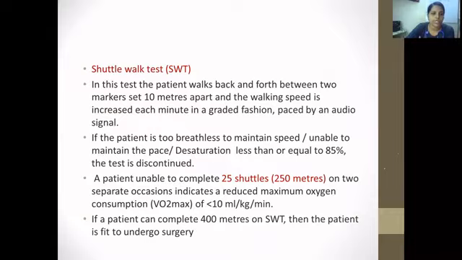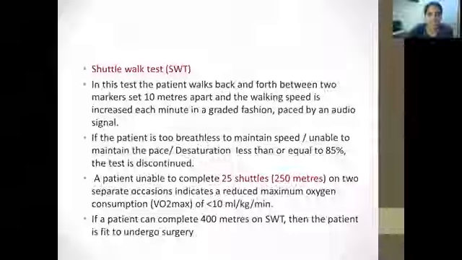Shuttle walk test. In this test, the patient walks back and forth between 2 markers set 10 meters apart, and the walking speed is increased each minute in a graded fashion, paced by an audio signal. If the patient is too breathless to maintain the speed or unable to maintain the pace, or desaturation to less than or equal to 85%, the test is discontinued.